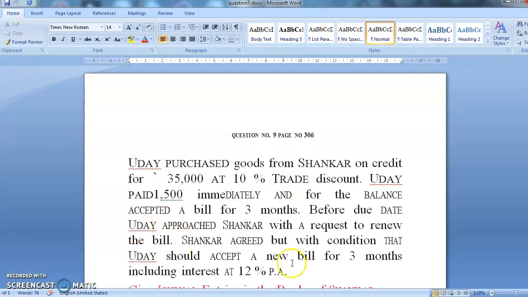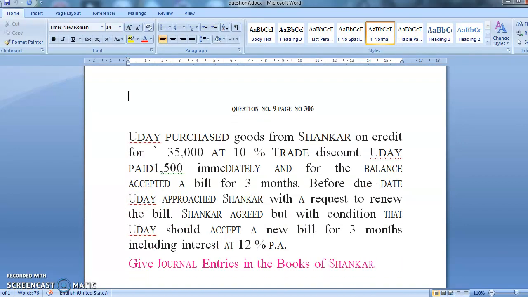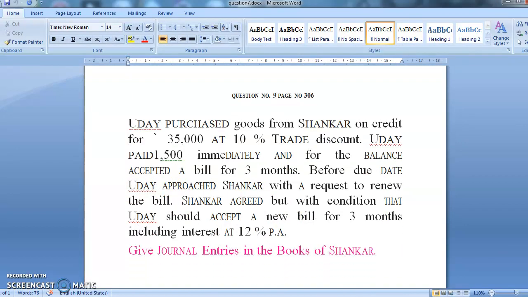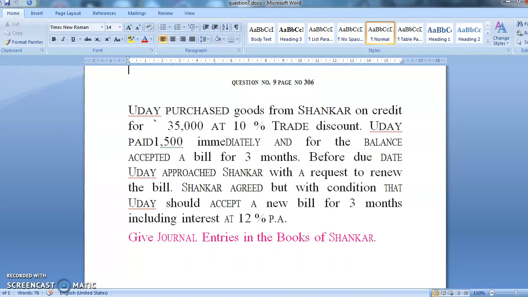Okay, now we are solving question number 9, page number 306 of the government textbook. Uday purchased goods from Shankar on credit for rupees 35,000 at 10% trade discount. Uday paid 1,500 immediately and for balance accepted a new bill for 3 months. Okay, now see, this is the whole sentence. After that, something new starts.